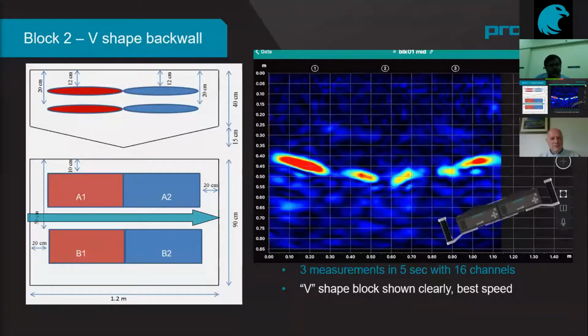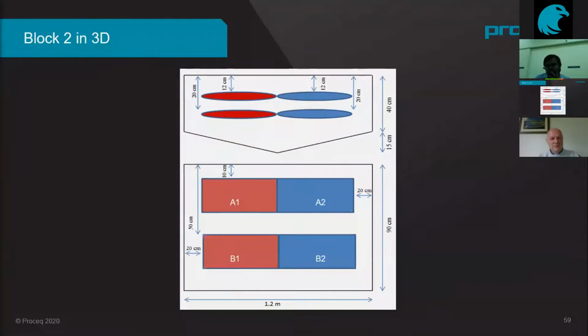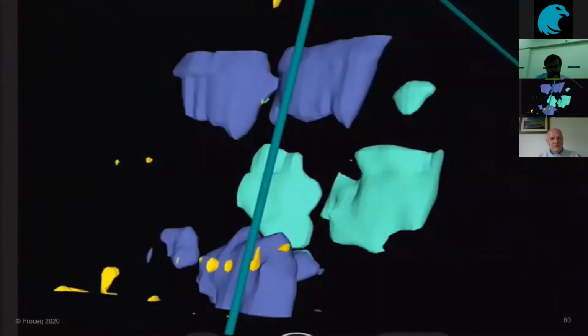We also use this 16 channel to conduct a 3D scan on this same test block. On this test block, we do the scan like a screen show. We cover one, two, three, four defects, including the center back wall. And you can look at how the result looks.